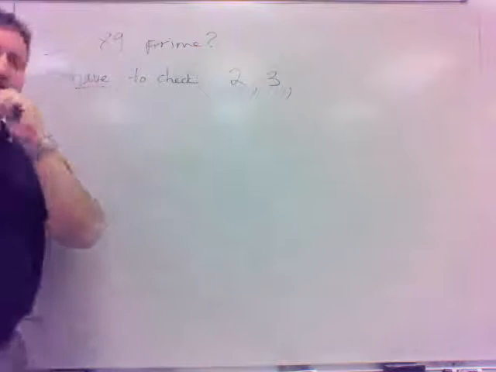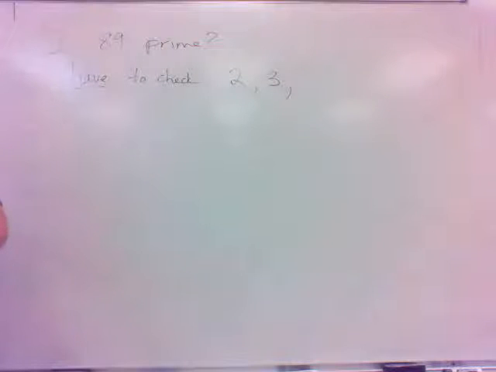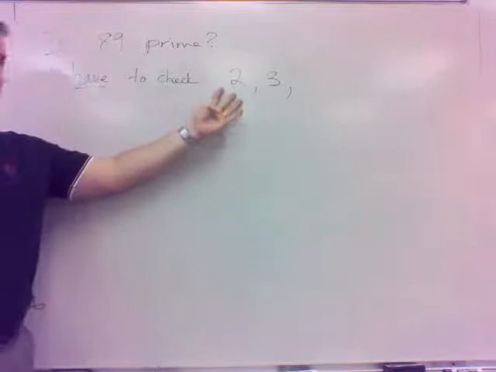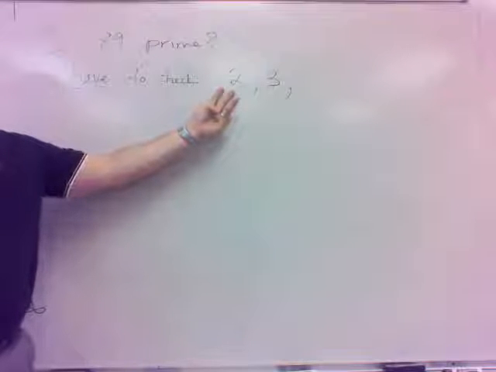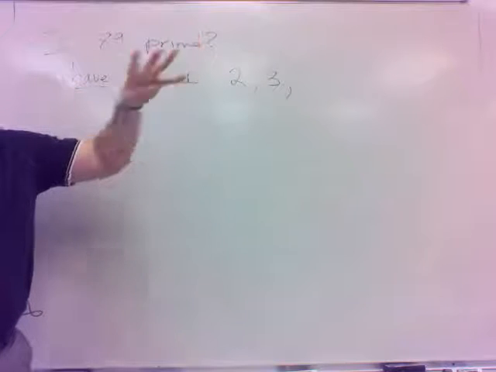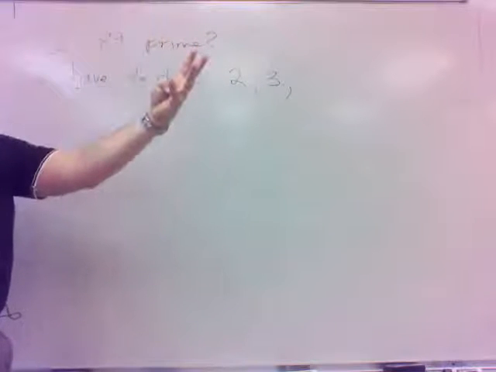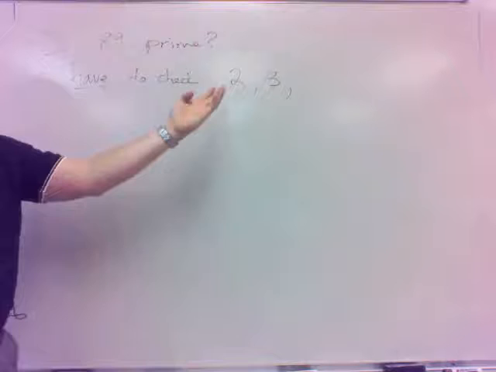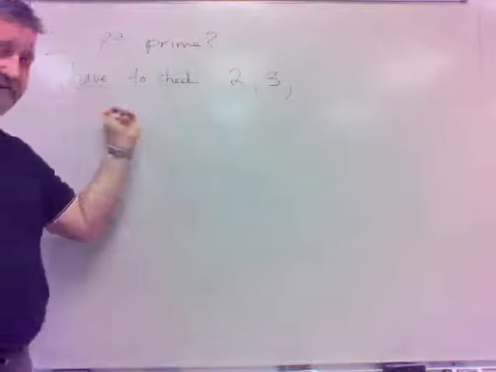Now, do I have to check 4? Is 4 going to be a factor here? How do I already know 4 is not a factor here? Because 2 is not a factor, 4 is not a factor. If 2 isn't a factor, then 4 certainly isn't. So there's no need to check 4 here, because I already know it's not a factor because 2 is not a factor. So I'm not going to write 4 as a have to check number.